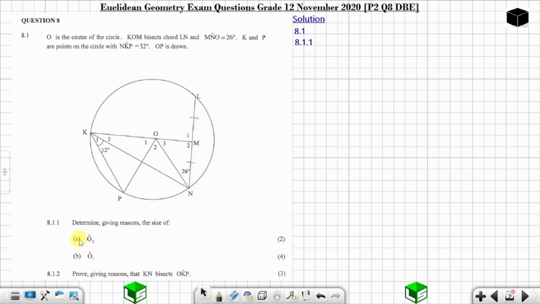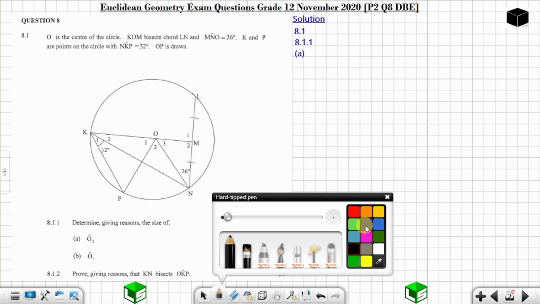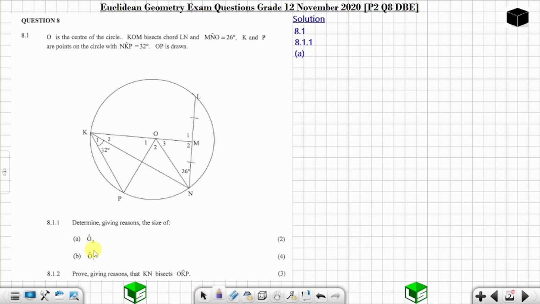We are going to answer 8.1.1, question A. You can pause the video and read the question. Determine, giving reasons, the size of angle O2. This angle O2.